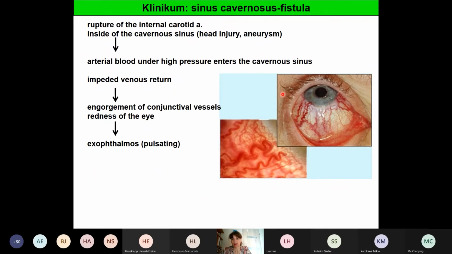Or another case, the sinus cavernosus fistula. It means that the internal carotid artery ruptures inside of this cavernous sinus, and that's why the arterial blood will actually enter the sinus, and as a consequence, the venous return will be impeded, and we will see a very interesting sign. The eye will pulsate, and it is called pulsating exophthalmos.